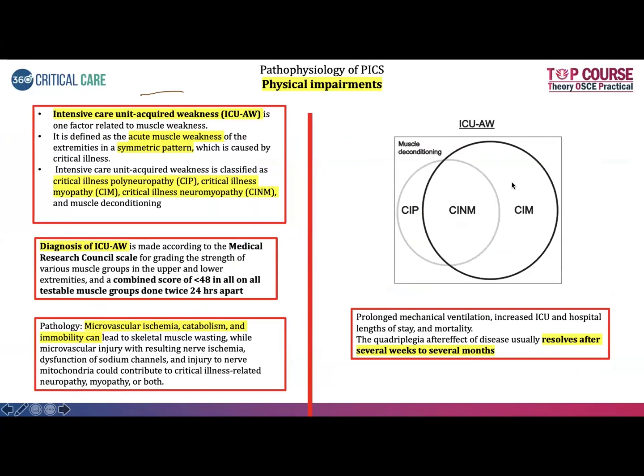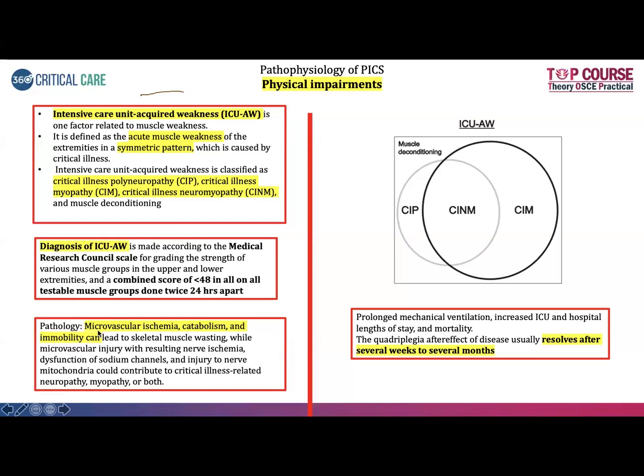So physical impairments, the main physical impairments will be acquired weakness in terms of critical illness polyneuropathy, critical illness neuromyopathy and myopathy. So bilateral symmetrical weakness will be there, defined by the Medical Research Council scale, a combined score of less than 48 in all of the testable muscle groups done twice 24 hours apart. So that is the definition of ICU acquired weakness.